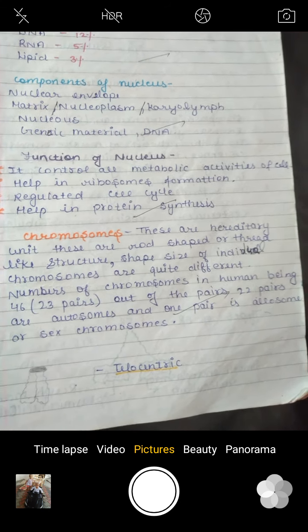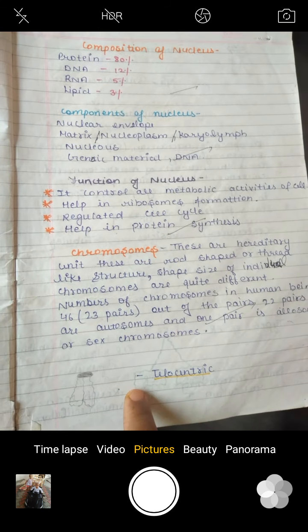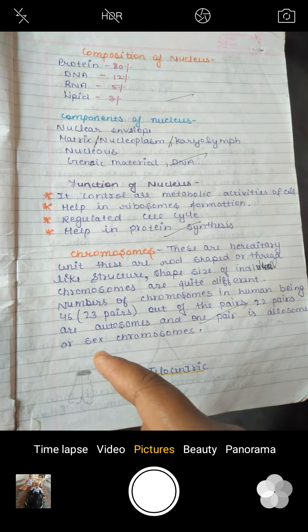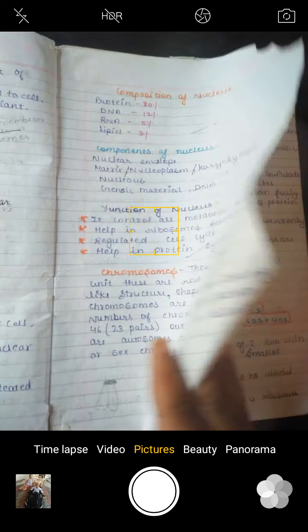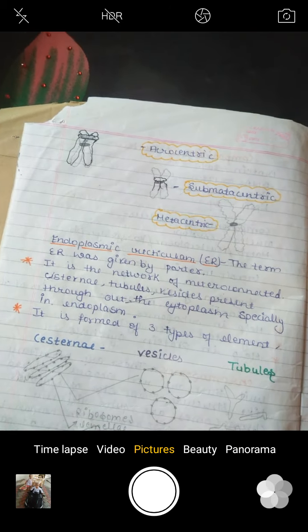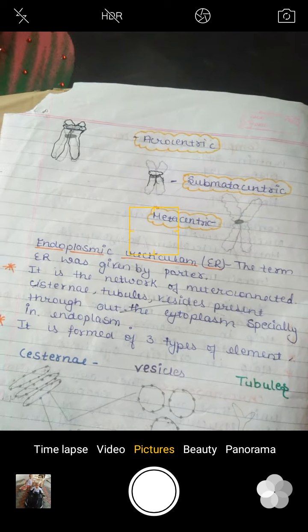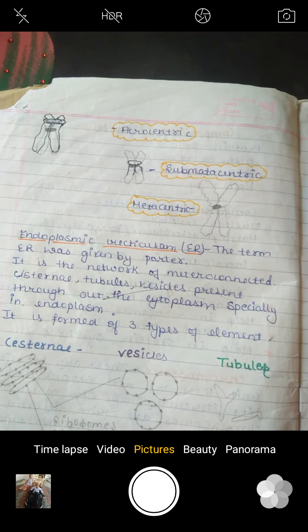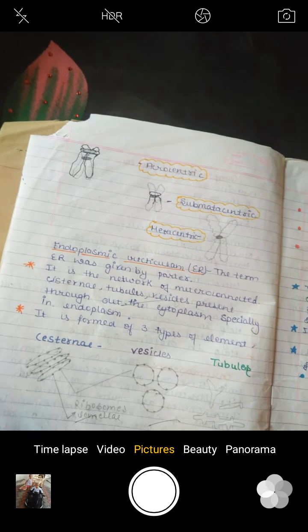On the basis of centromere, chromosomes are of 4 types. This is telocentric. The centromere is at the end of the cell. Now this is acrocentric, submetacentric and metacentric. These are the types of chromosome.